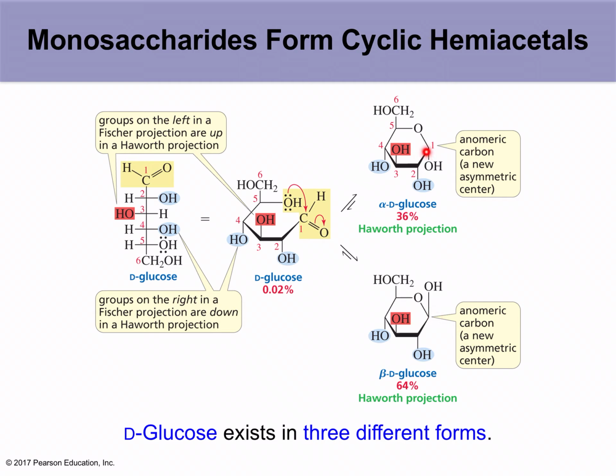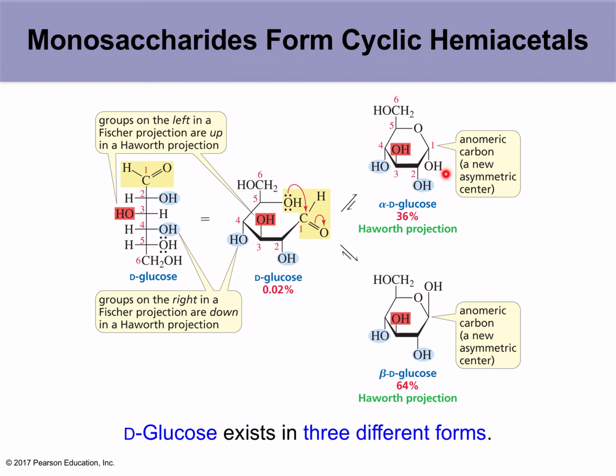So the new carbon, the bond that is being made with this oxygen, where we have the hemiacetal. Remember, the hemiacetal is the carbon with an OH group and an OR group. So this is a hemiacetal carbon. That carbon is called the anomeric carbon, which is a new asymmetric center, because this number 1 carbon has a hydroxyl group, oxygen and another carbon group, and this carbon has a different group, and also a hydrogen.